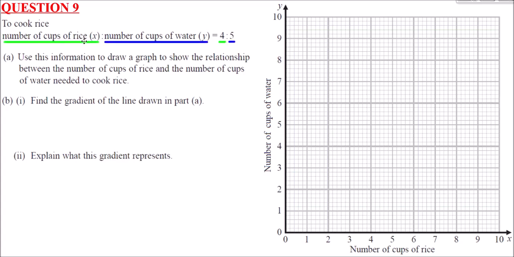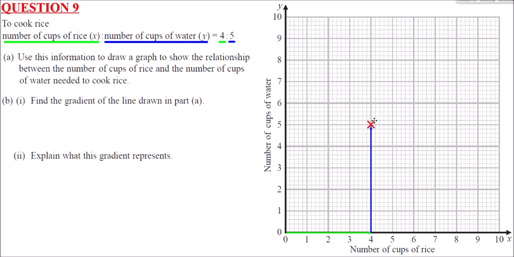So what it's saying is, if you had 4 cups of rice, you'd need 5 cups of water. So that gives us essentially our first coordinate point to plot. So if I go along 4 for x and up 5 for y, I can plot this point here. And that point specifies that if I were to use 4 cups of rice, I'd use 5 cups of water.